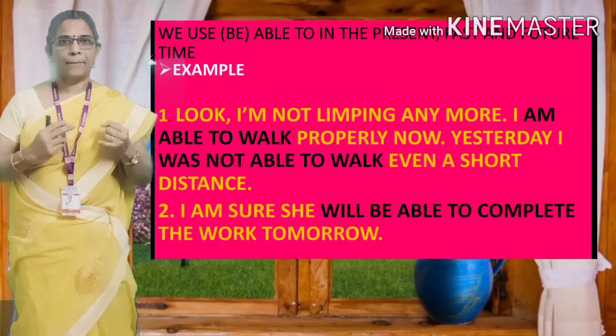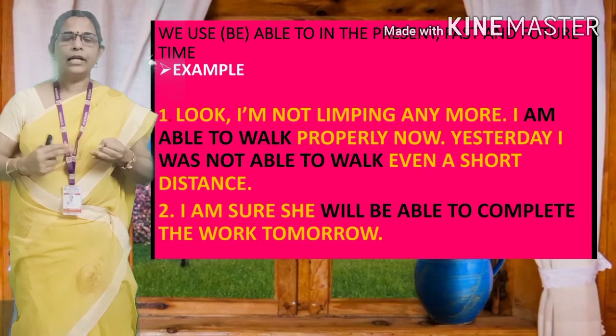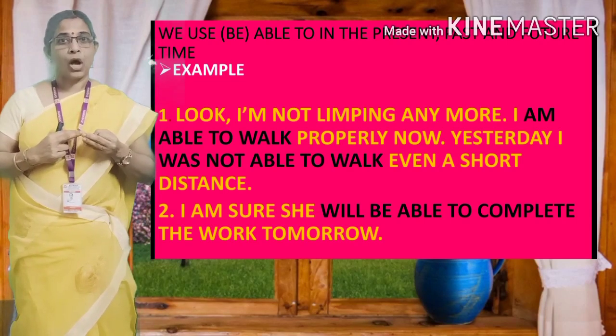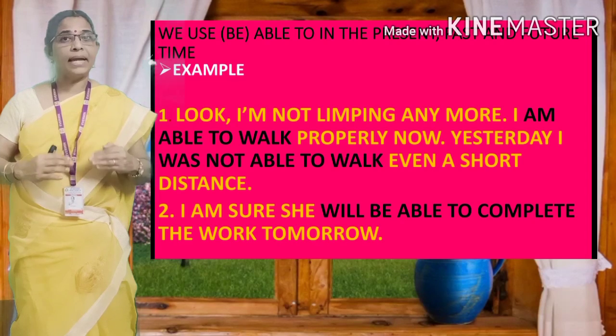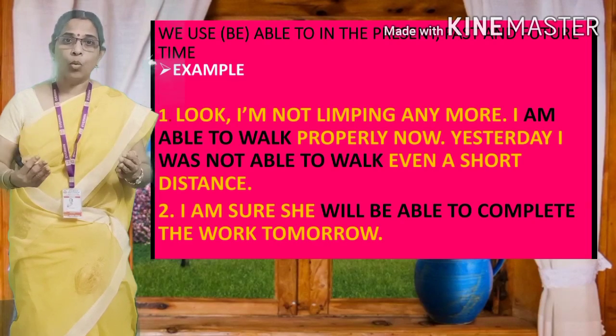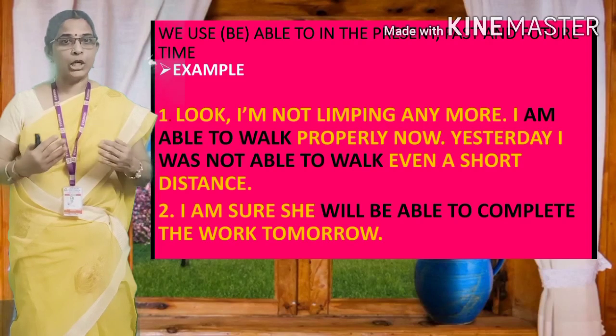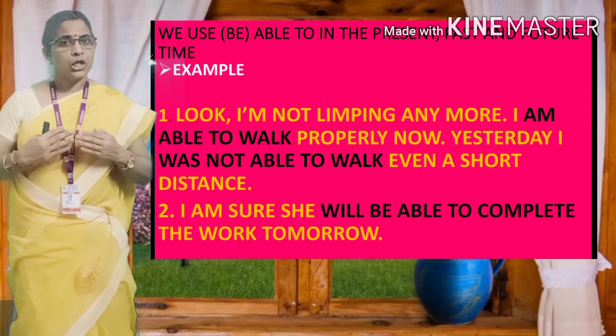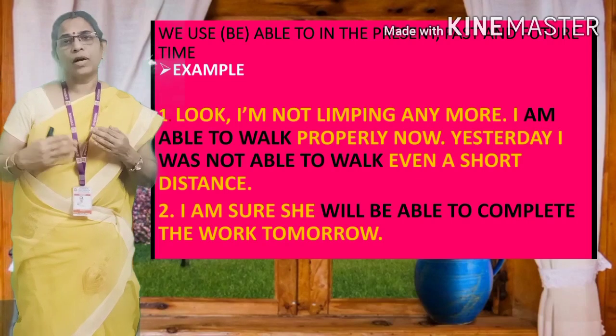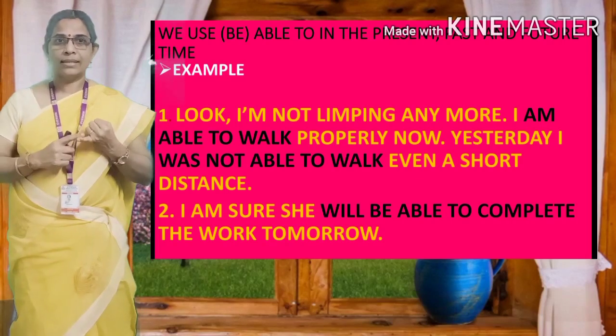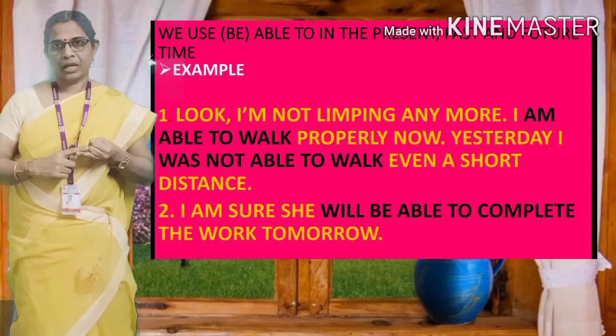We use be able to in the present, past and the future time. Example. Look, I am not limping anymore. I am able to walk properly now. Yesterday I was not able to walk even a short distance. I am sure she will be able to complete the work tomorrow. See the words be able to.